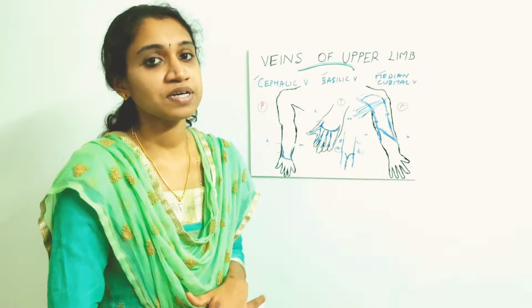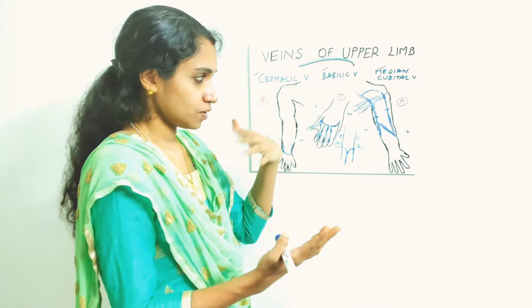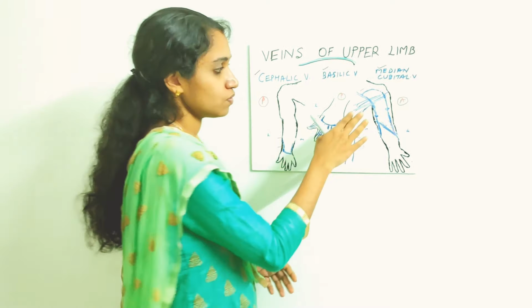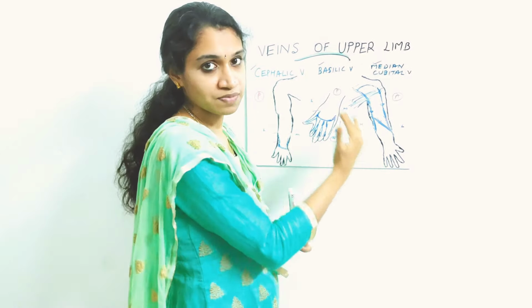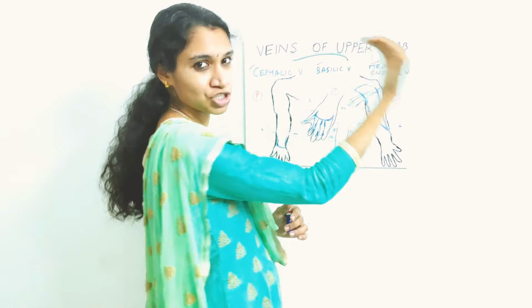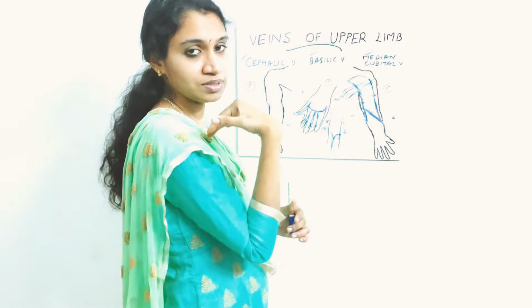So just one thing I want to add. Unlike the cephalic vein, we can see the basilic vein ends with somewhat of a straight course with the axillary vein, but the cephalic vein is taking a sharp turn backwards and ending. The difference is there. Okay, so this is about basilic vein.